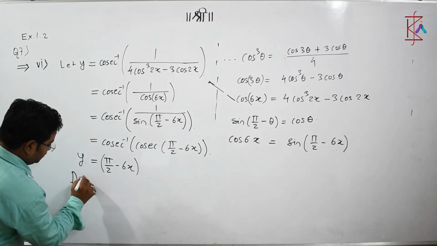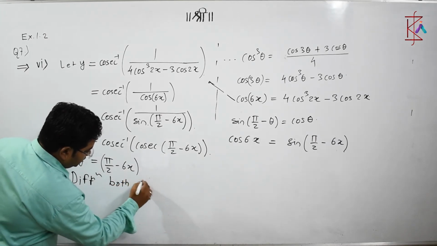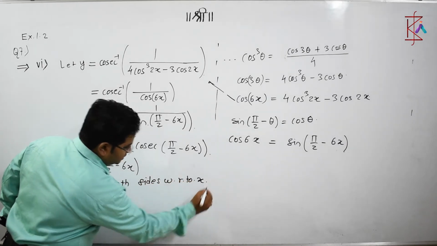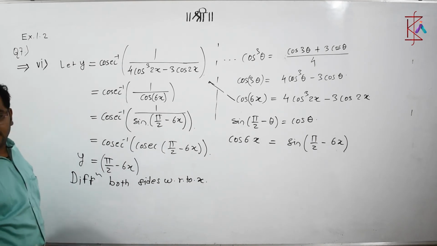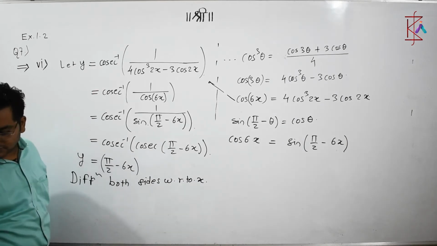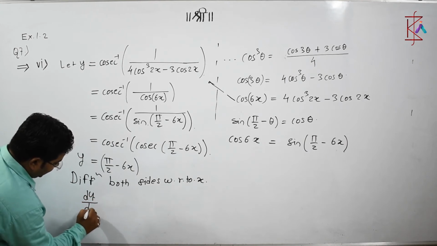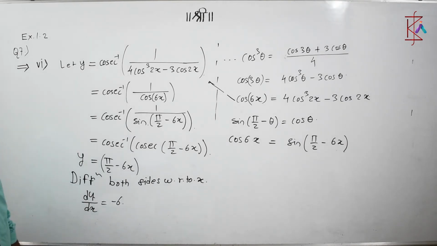So differentiating both sides with respect to x, what will happen? You will get the answer. Differentiating both sides with respect to x, the final answer will be dy upon dx is equal to minus 6. Let's check the answer whether we are correct or not. Yes, we are definitely correct. Now you can see how easy and simple these questions are to solve.